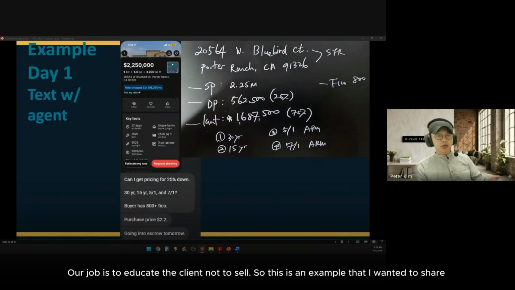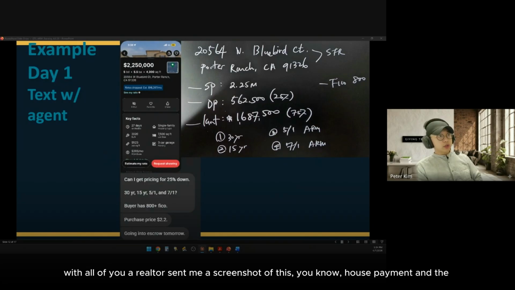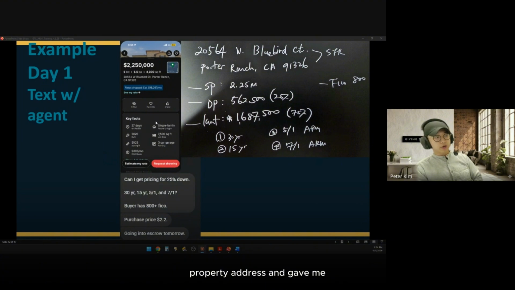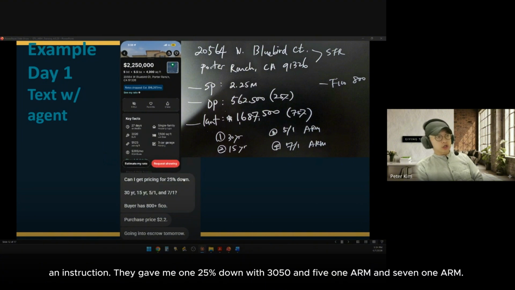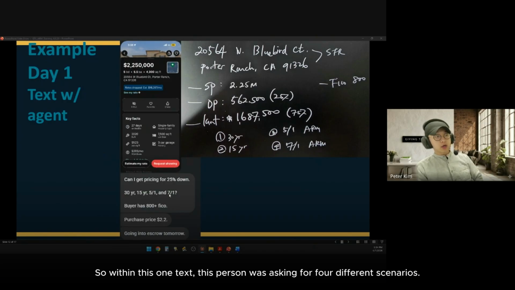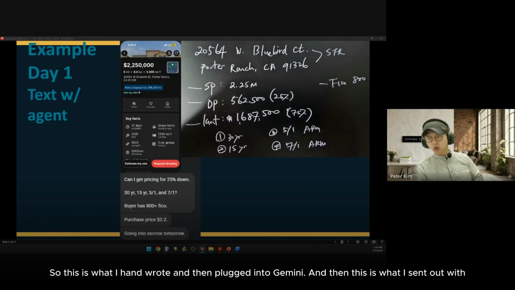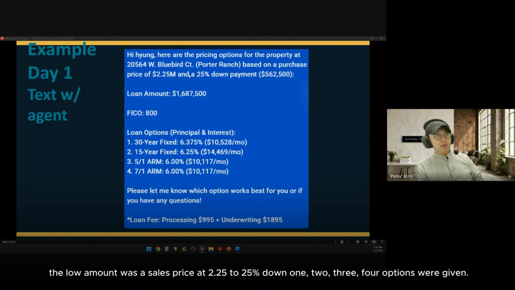So this is an example that I wanted to share with all of you. A realtor sent me a screenshot of a house payment and the property address and gave me an instruction. They asked for 25% down with a 30-year fixed, a 5-year ARM and a 7-year ARM. So within this one text, this person was asking for 4 different scenarios. This is what I handwrote and then plugged into Gemini, and then this is what I sent out. With a sales price of 2.25 million and 25% down, 4 options were given.